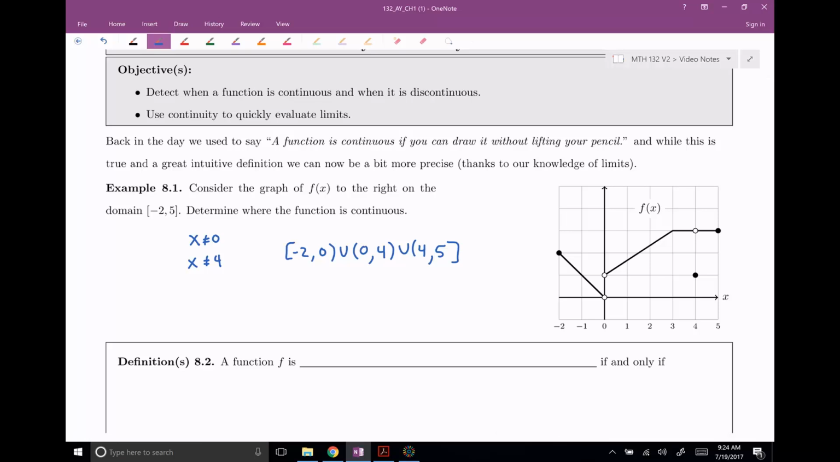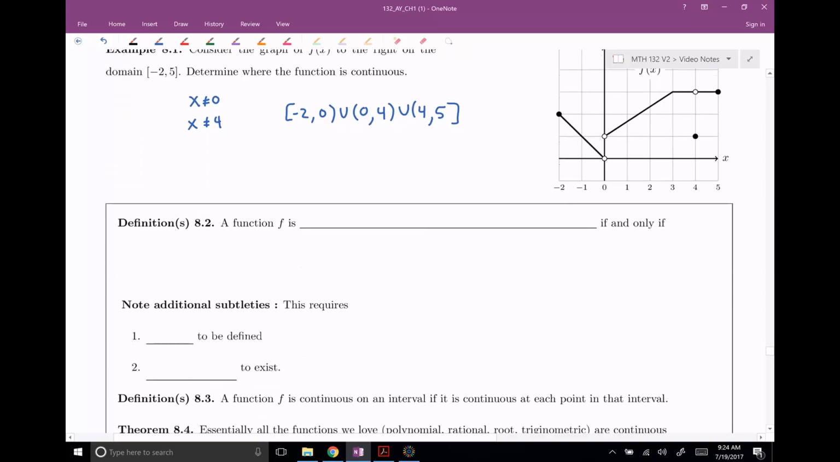More formally, this is the old definition, a nice intuitive definition if we have a graph. But now that we know something about limits, let me give you the formal definition. A function f is continuous at a number a if and only if the limit, and notice that this is a two-sided limit, so as you approach from the left or from the right towards a, of f of x, is equal to the function's value.